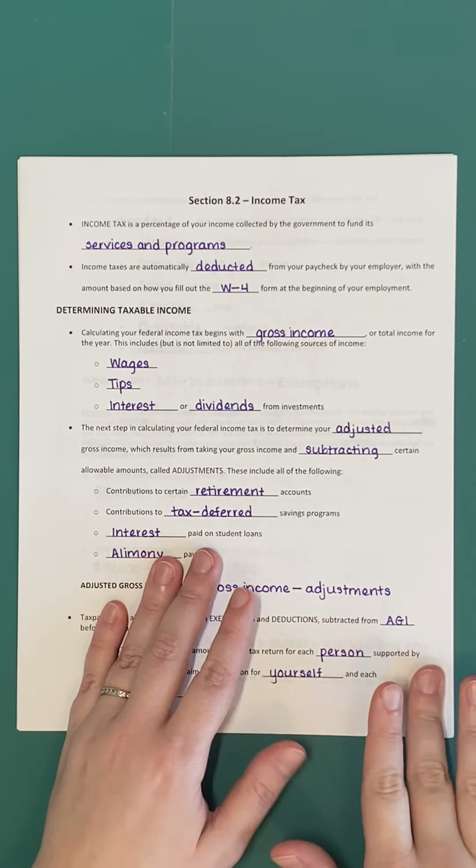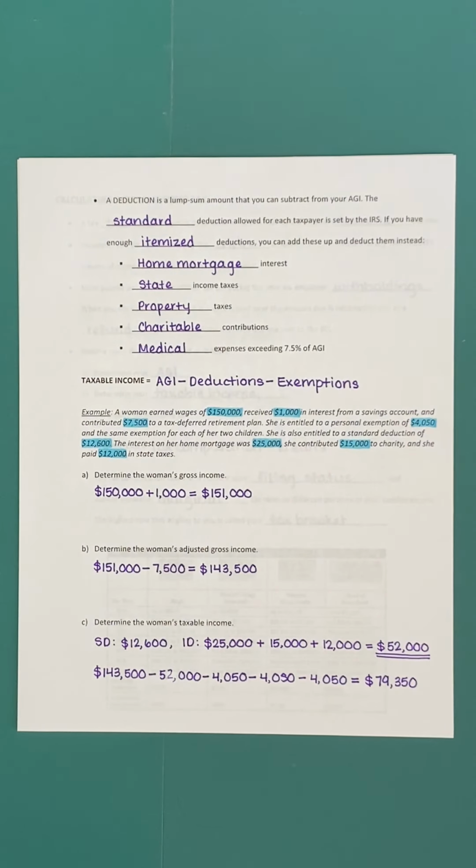Okay. The other type of subtracted amount is called a deduction. So everyone gets to subtract an exemption, at least one, the personal exemption, and then everyone gets to subtract some form of a deduction. So a deduction is going to be a lump sum that you get to subtract. You may be able to subtract multiple exemptions. You only get to subtract one lump sum deduction. So there's going to be two options.